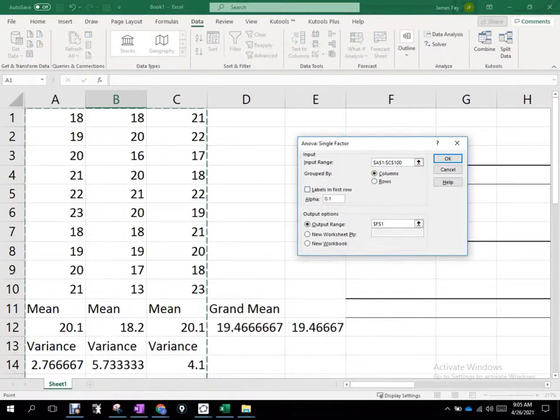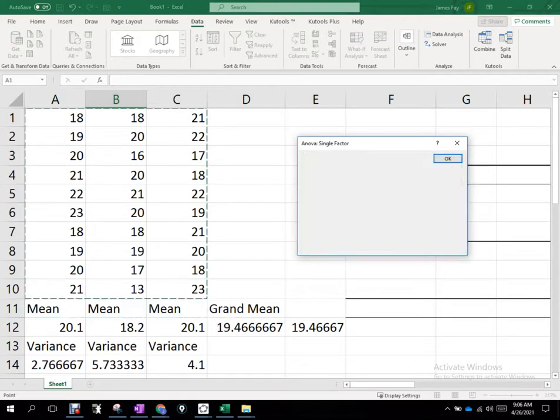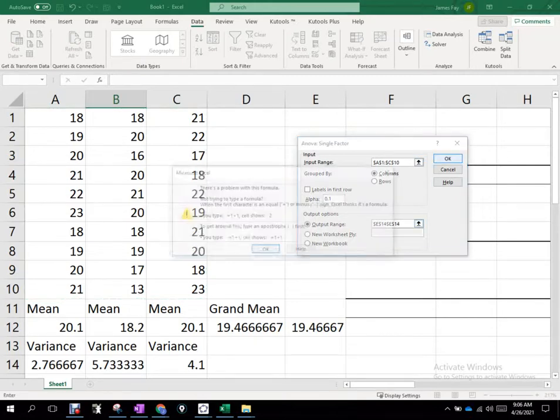I don't have labels. I've got alpha to be 10% already. And then I'm going to put an output range. So I just click on a button or an empty cell that does not overlap my data to type my output. There we go. Output range, that's fine, and then hit OK.